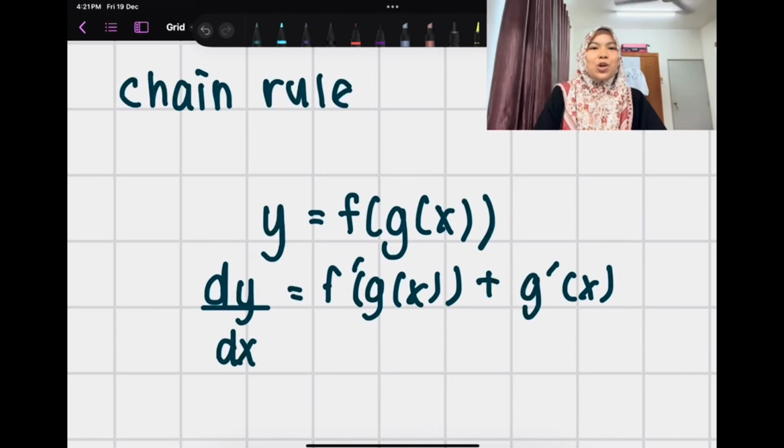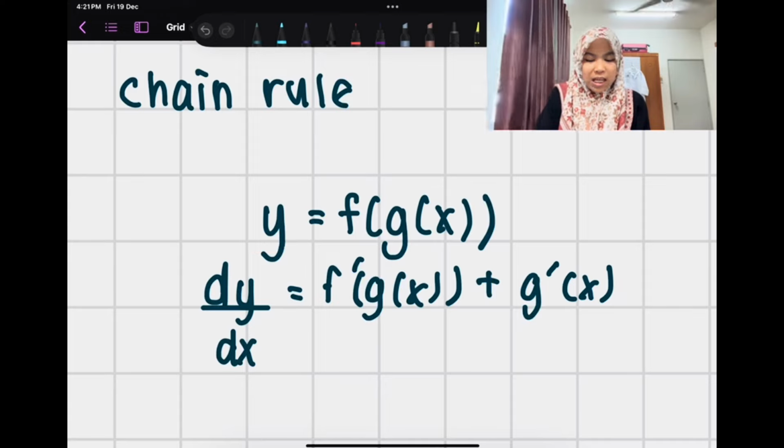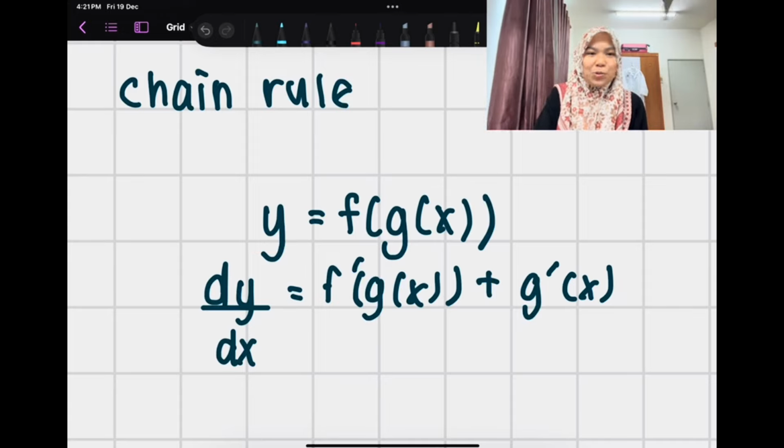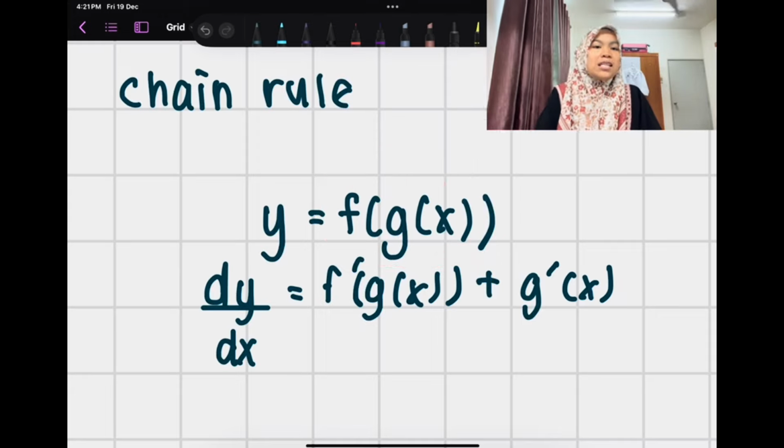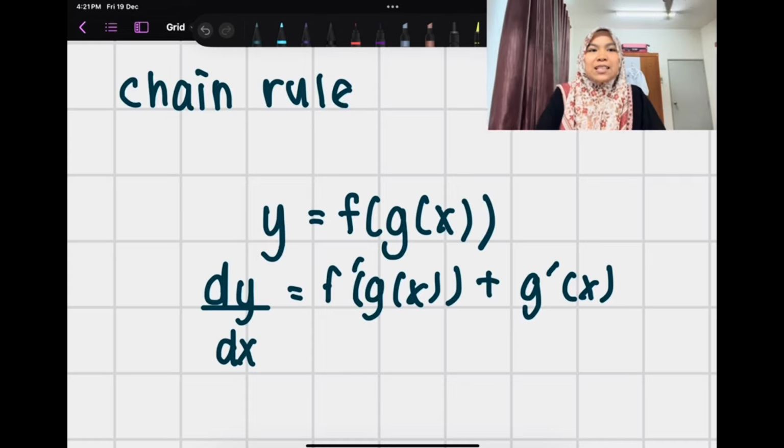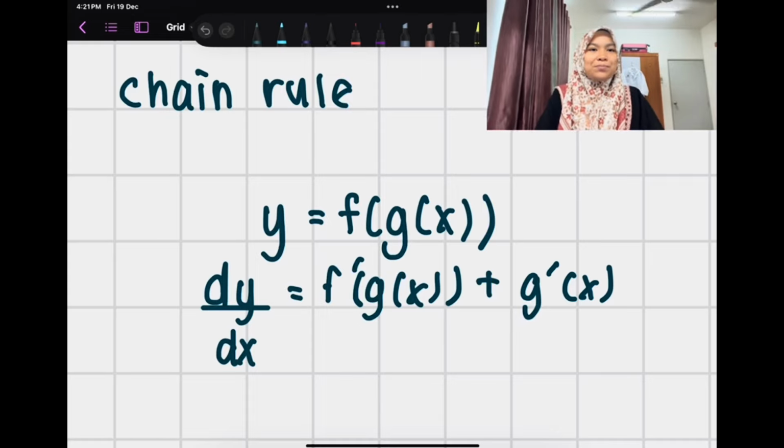This chain rule we use to differentiate a composite function. If y equals f(g(x)), it will be dy dx equals f prime (g(x)) times g prime (x). So we use the chain rule when there is a function inside another function. It allows us to differentiate complex expressions easily. So to make you guys understand, I will give some examples.